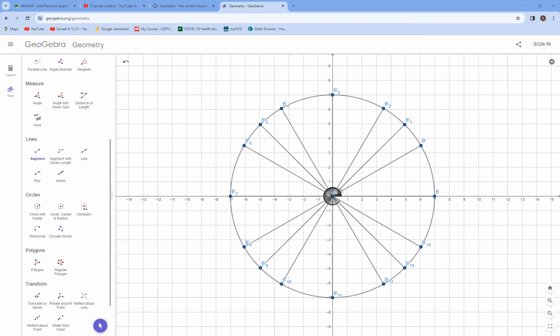150 degrees is 5 pi over 6. 180 degrees is pi. 210 is 7 pi over 6. 225 is 5 pi over 4. 240 is 4 pi over 3. 270 is 3 pi over 2. 300 is 5 pi over 3. 315 is 7 pi over 4. 330 is 11 pi over 6. And 90 degrees is pi over 2.